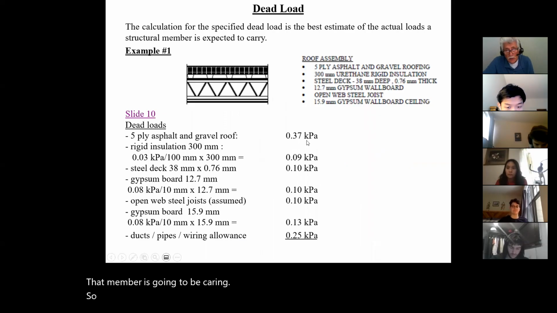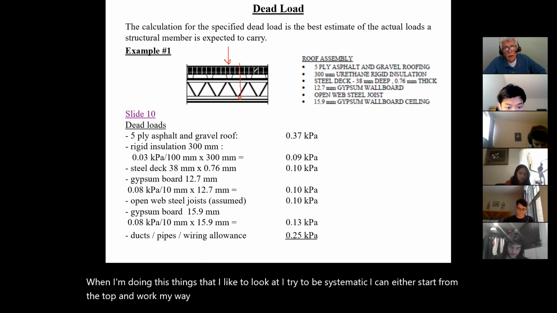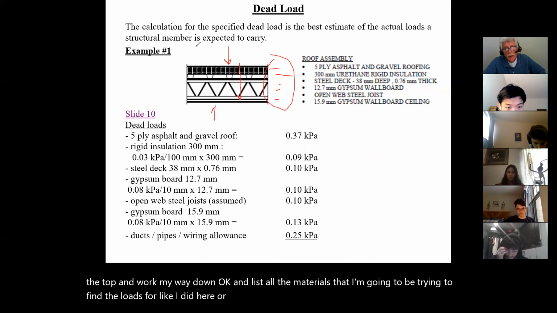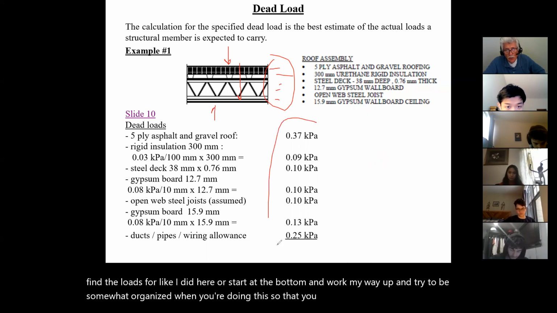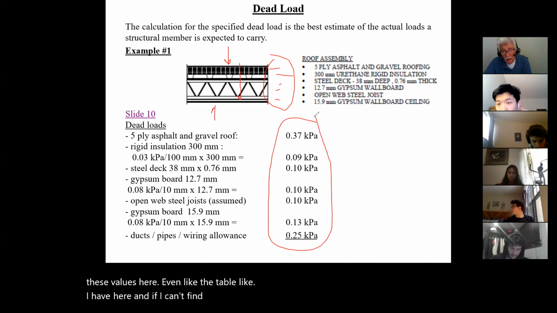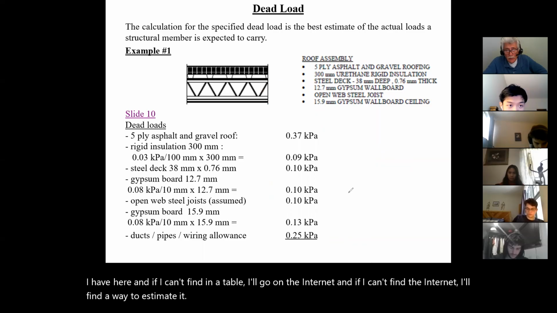Now, what you basically do, and what I like to do, guys, when I'm doing this, is try to be systematic. I can either start from the top and work my way down and list all the materials that I'm going to be trying to find the loads for, like I did here, or start at the bottom and work my way up, and try to be somewhat organized so that you don't skip anything. And then go find these values, even in a table like I have here. And if I can't find it in the table, I'll go on the internet. And if I can't find it on the internet, I'll find a way to estimate it. And then you simply add them all up.